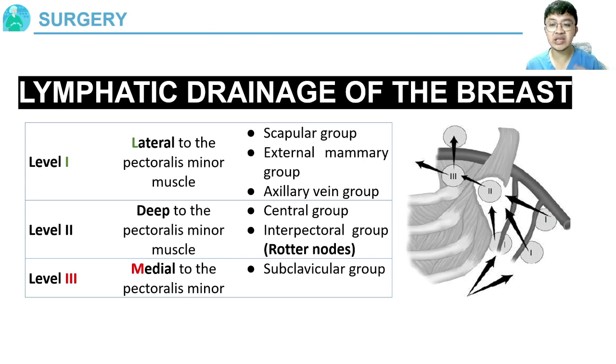And level 2 is just deep to the pectoralis minor muscle and can be between the two pectoral muscles. If it's between the two pectoral muscles, you call that the interpectoral group or the Rotter's nodes. Again, Rotter nodes, the interpectoral group of lymph nodes in your level 2.